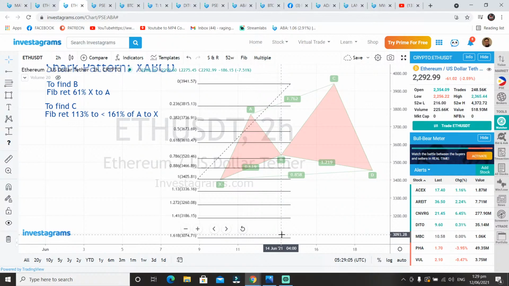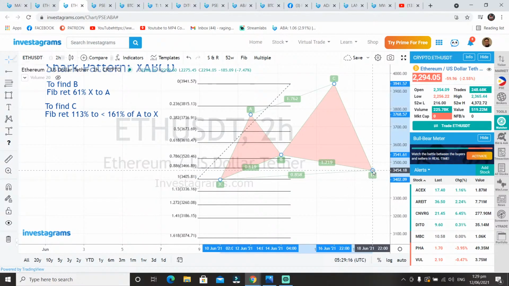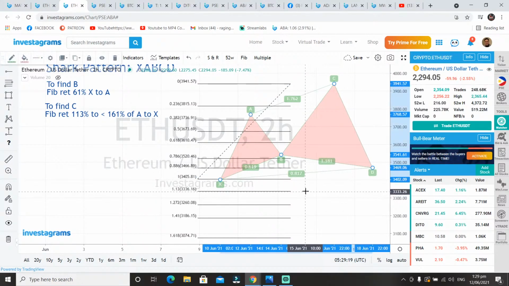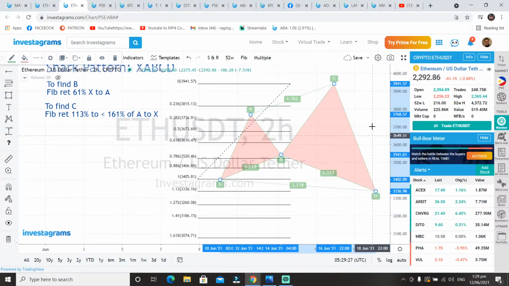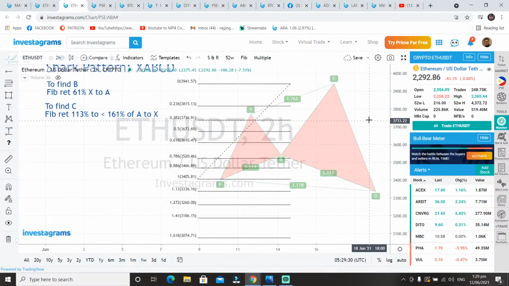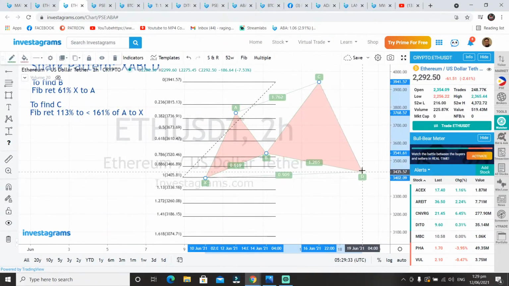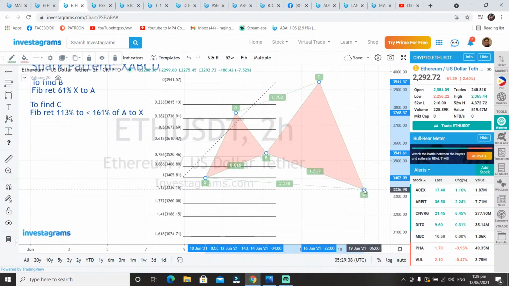So for the D level, what we should look for is for the price to at least hit 88%, up to 113%. It could actually go lower than this, because this is already the last one. But for the pattern to be completed, once it touches this 88%, that's already valid. For example, if the price still goes down more than that, that's still okay.